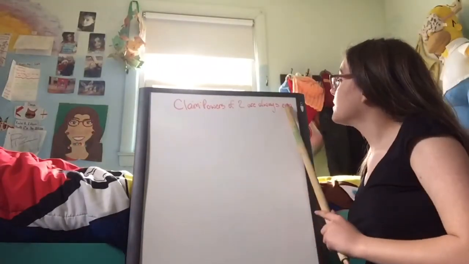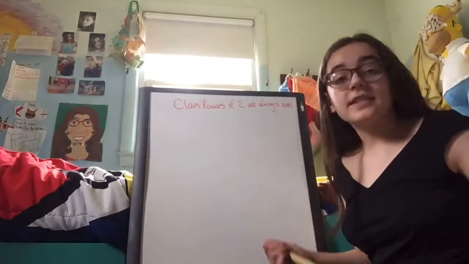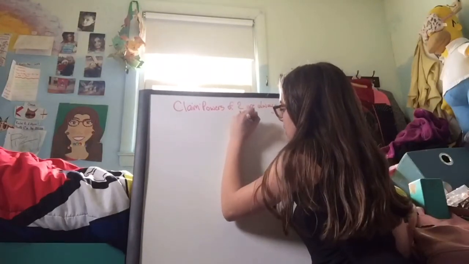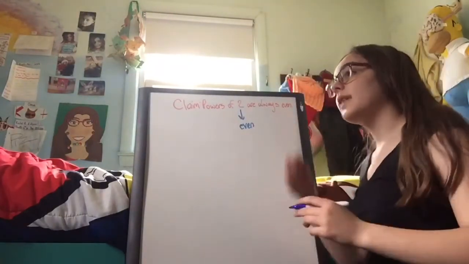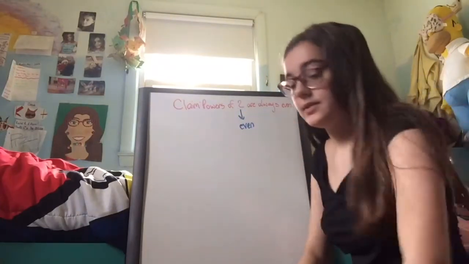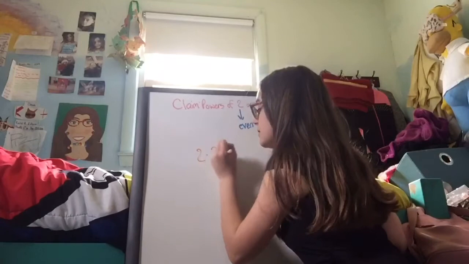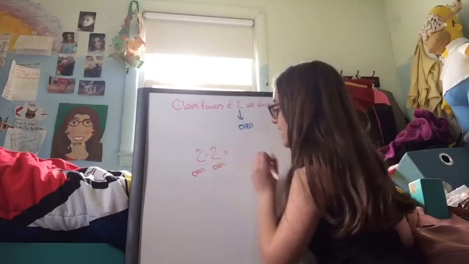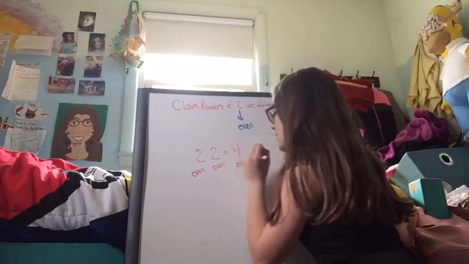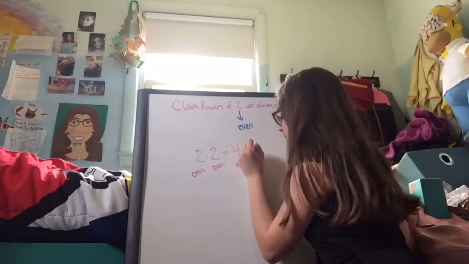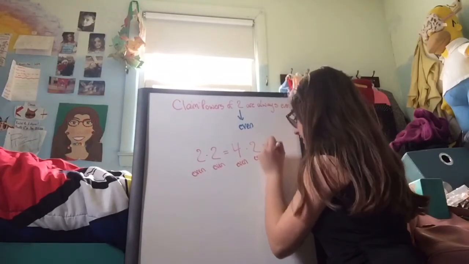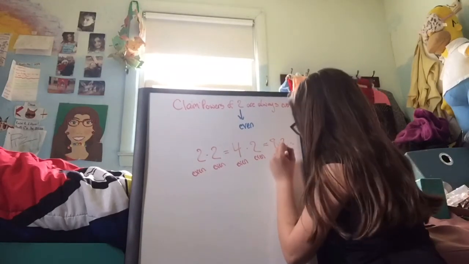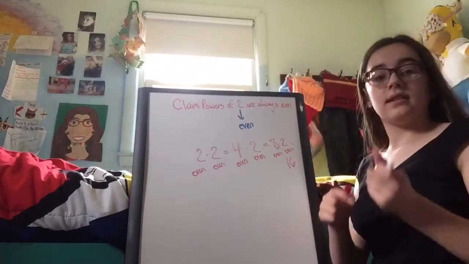Claim: powers of 2 are always even. Well, this one is kind of obvious. 2 itself is even. And to find a power of 2, you have to multiply 2 by 2. 2 and 2 are both even, and something even times something even will make something even. Then we multiply 4 times 2. 2 is still even, so that's going to be even. Multiply by 2 again, still even. And then 16 is even.